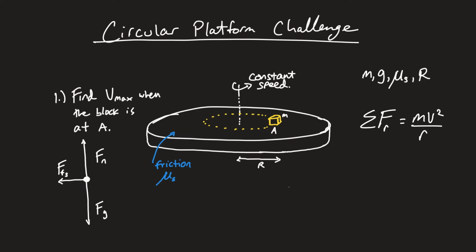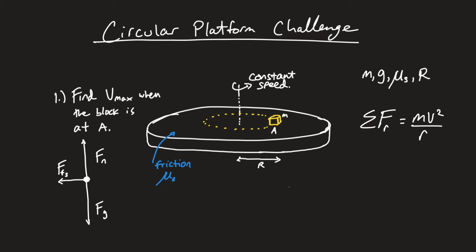It's not kinetic friction. Even though the object is moving through space, it's not sliding across a surface. That's what's meant by kinetic friction. Static friction just means that the block itself is not moving relative to the surface itself. Both it and the surface are moving around in a circle.